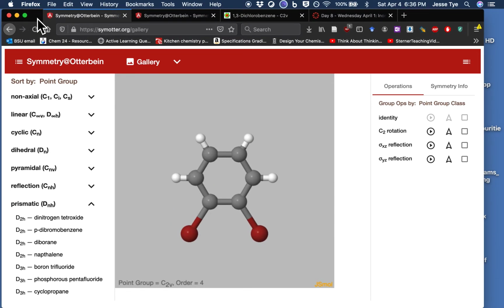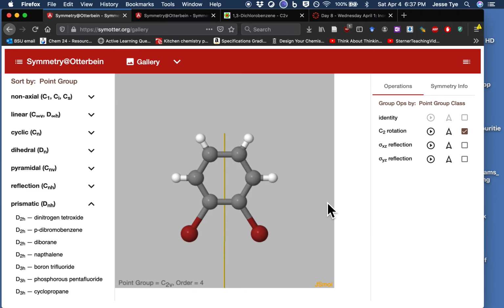In the Day 8 assignment, I ask you to look at 1,2-dichlorobenzene, 1,3-dichlorobenzene, and 1,4-dichlorobenzene. And again, I'll use Otterbein here to show you guys some of the symmetry elements and help you figure out the point group. So for 1,2-dichlorobenzene, the highest rotational axis that it has is the C2 axis that goes through both the bonds here.